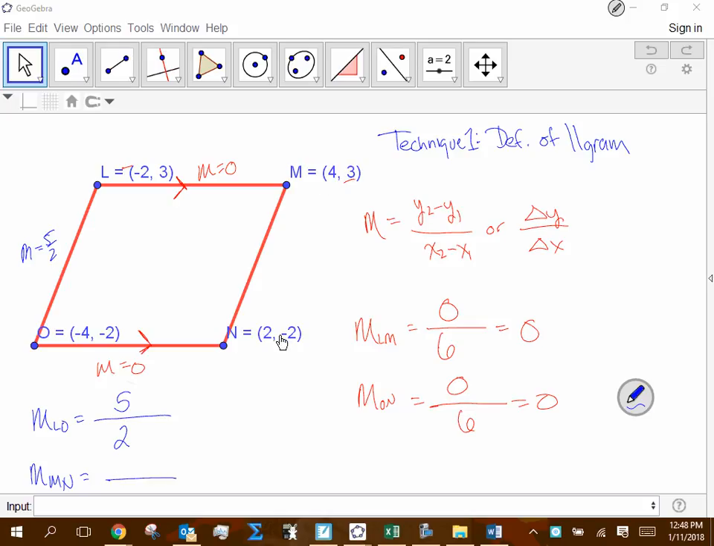Now I'm going to do the slope of M to N. So 3 minus -2 gives you 5. And then 4 minus 2 gives you 2. So the slope of M to N is 5/2. So did we just show then that those two things are parallel? Okay. So we're showing this quadrilateral is a parallelogram by the definition of parallelogram.